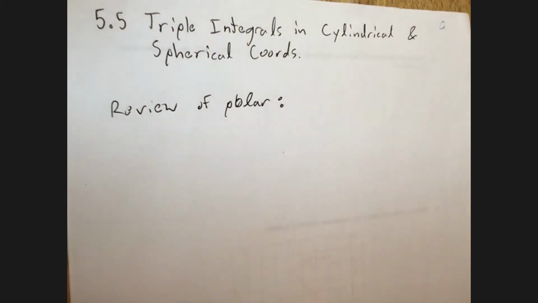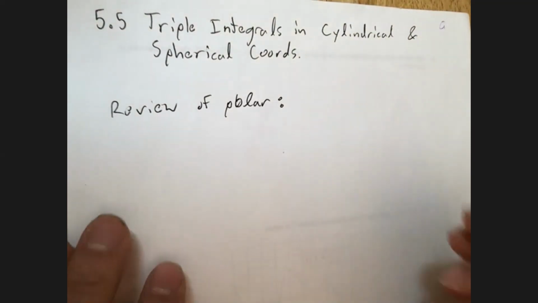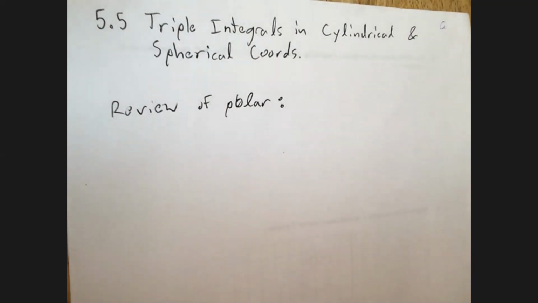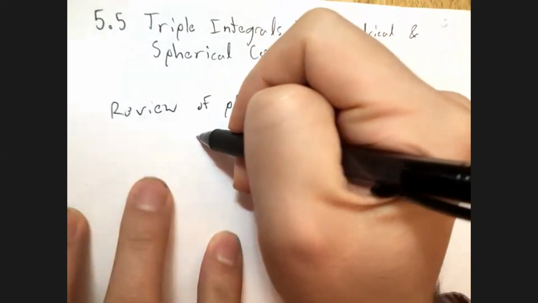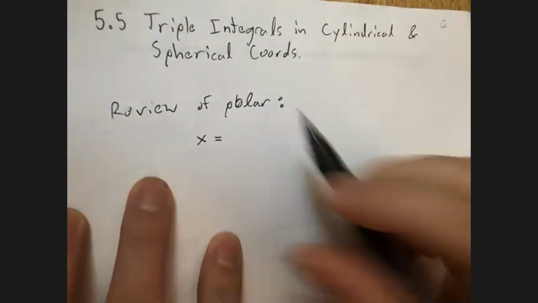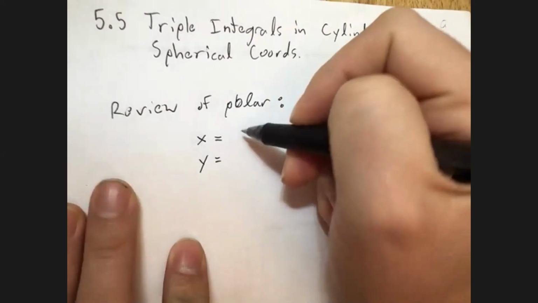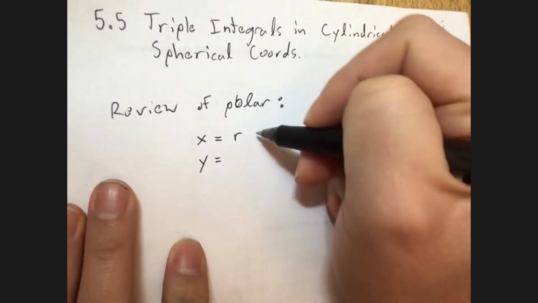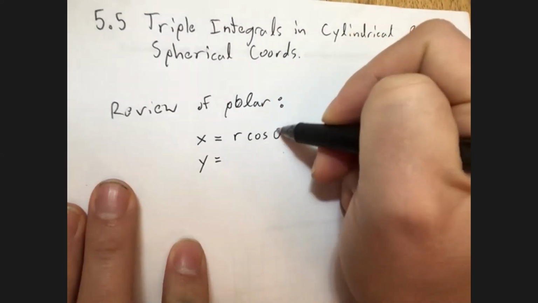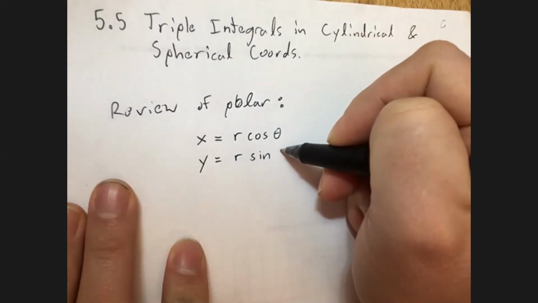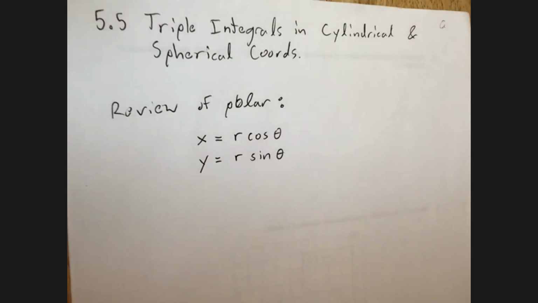When we dealt with polar coordinates, we said that we can convert from Cartesian to polar with these two equations. We had x, our first Cartesian coordinate, and y, our second one. These relate to polar coordinates via these two equations: x equals r cosine theta, and y equals r sine theta.